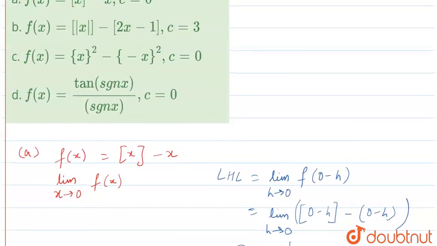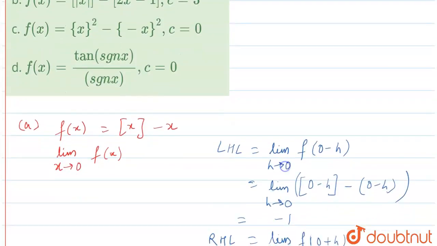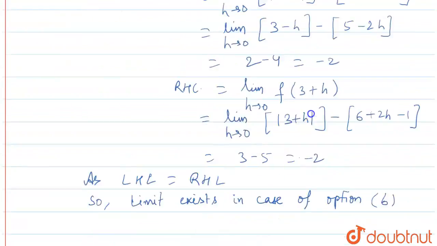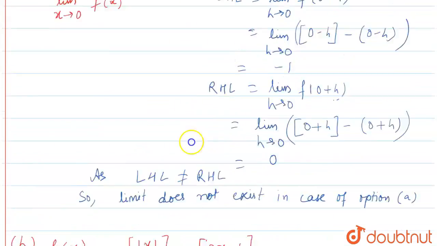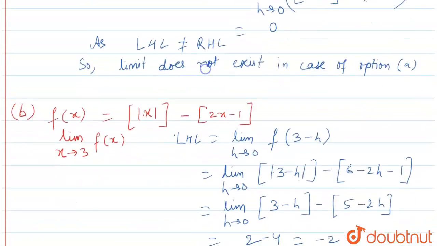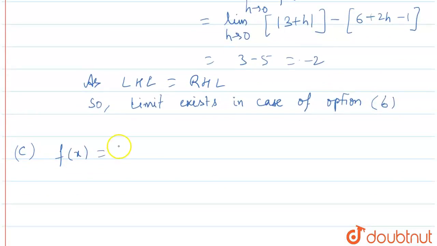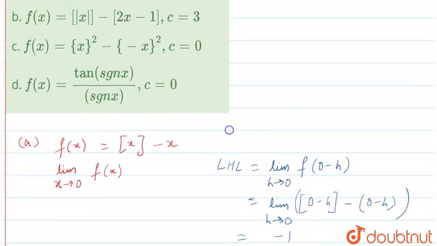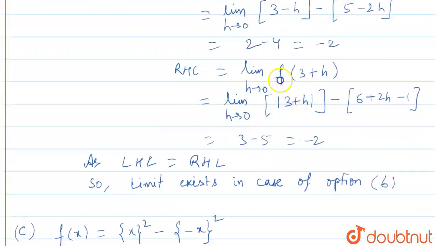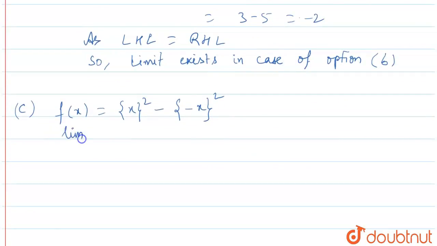Now coming to option C. Here we have fractional part of x square minus fractional part of minus x whole square. So f of x here is fractional part of x whole square minus x fractional part of minus x whole square. At c equal to 0, we need to find limit x tends to 0 f of x.